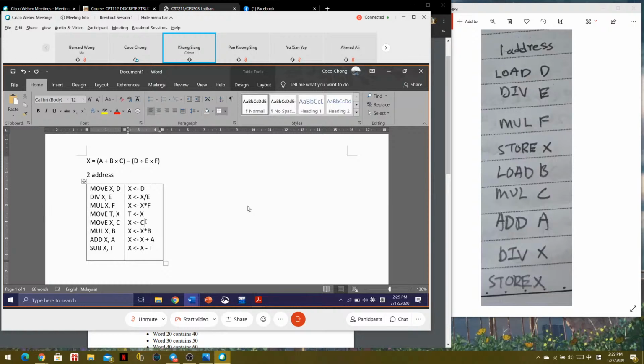Remember just now I said X is the place that you want to store your final result. X is equal to the whole thing. So usually you only put X at the very last when you want to store the result. When you want to do the other things, you use a temporary register. Okay? So I will share my screen. But anyway, thanks for sharing, Coco.